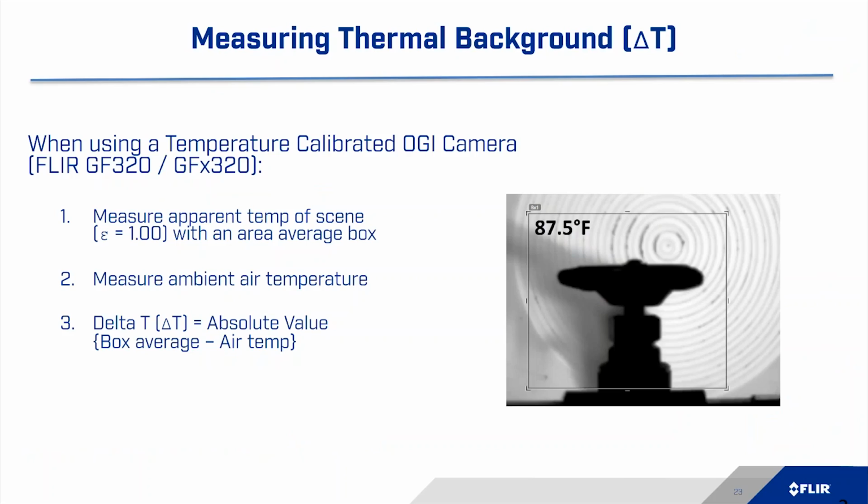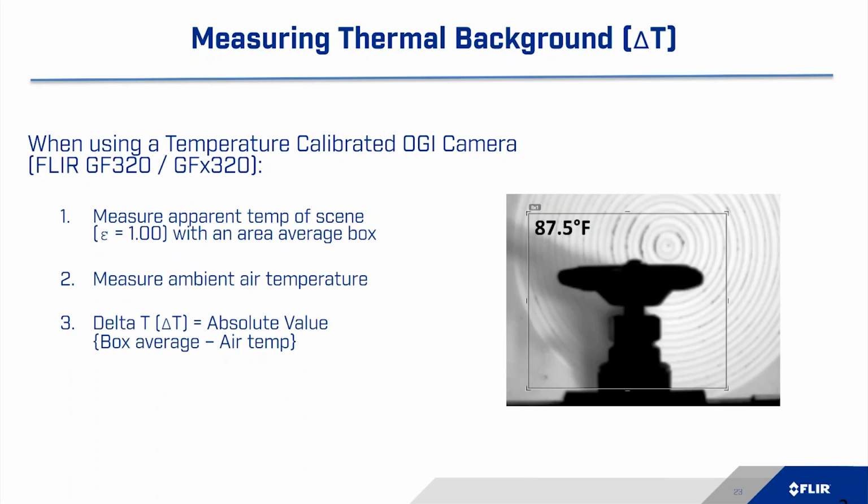One question we get is, okay, if you need to be over 4.5 degrees Fahrenheit or below 4.5 degrees Fahrenheit from your background temperature, and just make sure you've got an absolute delta T of that amount, how do you verify that? Well, one way to do it, and I will state that there are other ways to do it, would be to leverage FLIR calibrated camera technology.